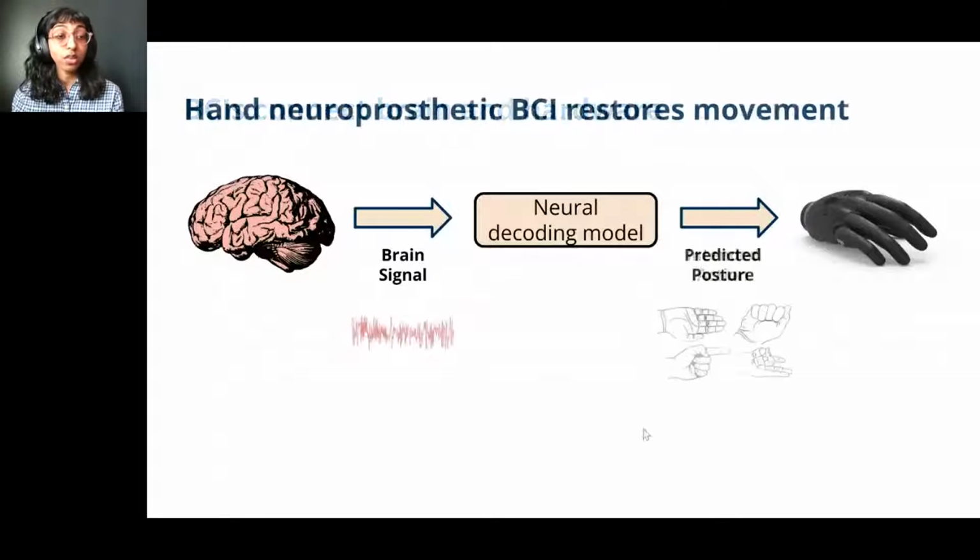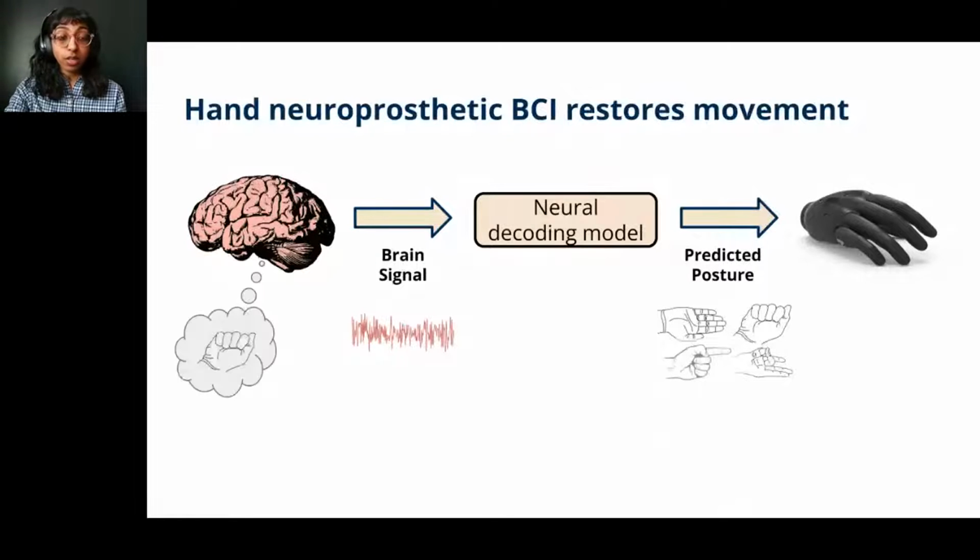For example, a hand neuroprosthetic is a BCI that can restore hand movement. This BCI will continuously record signals from the user's brain, and when the user thinks of performing a certain task, such as making a fist with their left hand, the underlying neural decoding model will use the recorded brain signals to predict this intended posture, and then the BCI will control the posture of an external hardware device.